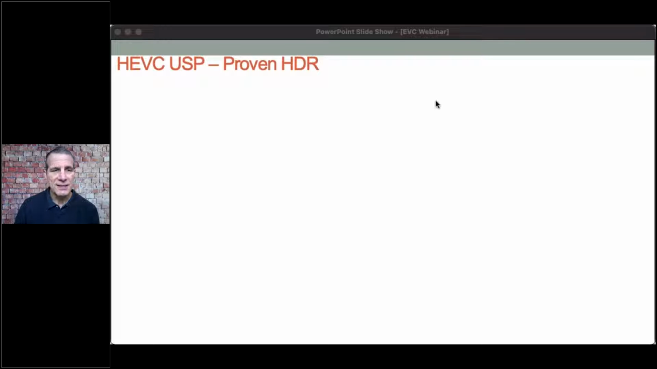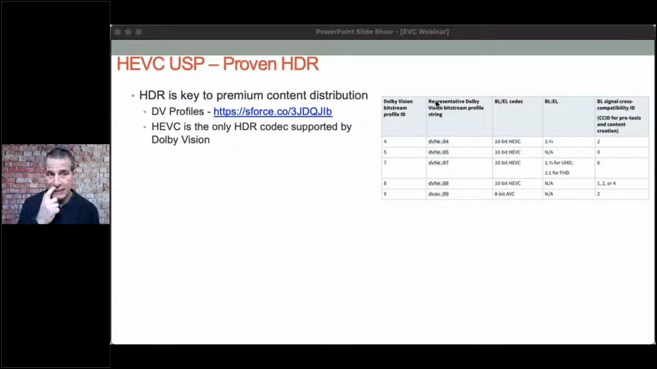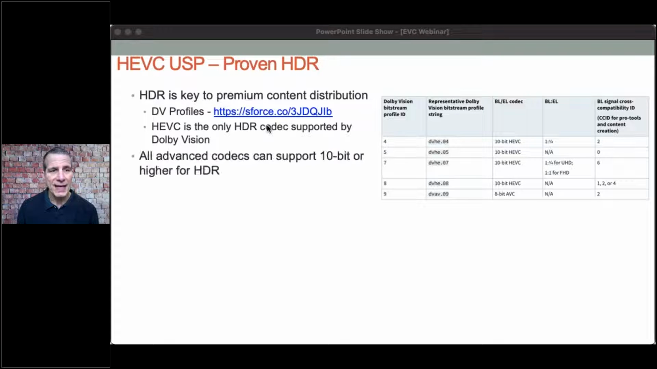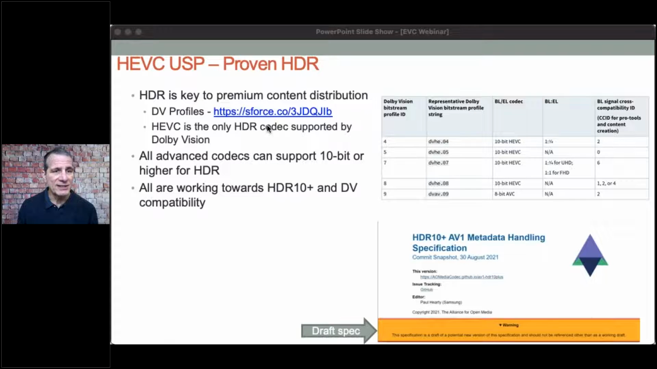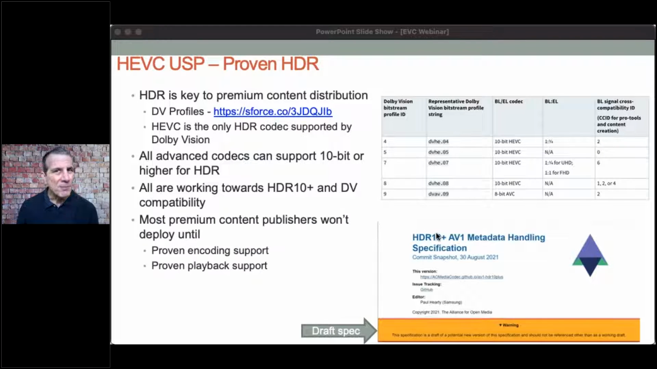So checking time here, the proven USP, unique selling proposition or superpower for HEVC is proven HDR. And HDR is obviously key to distributing premium content. There's a much bigger perceived benefit with HDR than there is for 4K as compared to 1080p. And I should point out that there's a lot of noise about HDR and about codecs supporting HDR, but the only codec you can get for 10-bit HDR Dolby Vision today is HEVC. All the advanced codecs can support 10-bit or higher for HDR, and all are working towards HDR10+ and Dolby Vision compatibility. You see the draft spec for AV1 here, but most premium content publishers won't distribute a codec using HDR unless it's proven all the way through from the encoding side to the playback side.